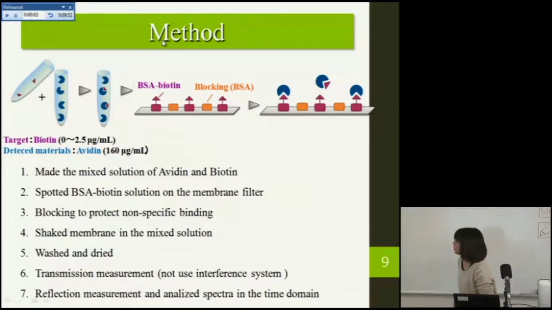The next is method. First, I make the mixed solution of biotin and avidin, and add this mixed solution to the biotin fixed membrane. And I conducted blocking to protect against non-specific binding. And after shaking and drying the membrane, I conducted transmission measurement. In this measurement, I didn't use the interference system, only measured the membrane filter. Then I conducted reflection measurement using interference system and analyzed the spectra in the time domain.